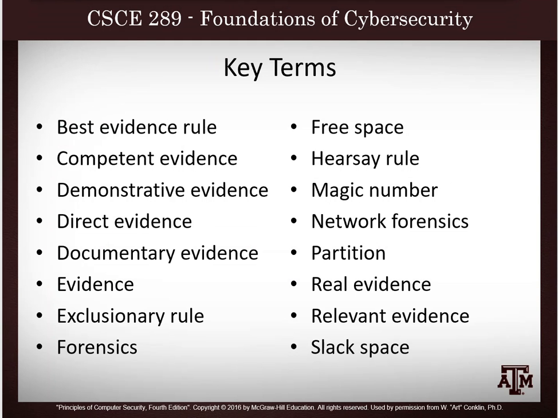The best evidence rule is what it says. It's a legal principle that supports, give me the best you have. Give me the true copy. Don't give me a copy if you can give me the true copy. Don't give me a derivative if you can give me the source, okay? And competent evidence is just that. It's evidence that's legally qualified and reliable.